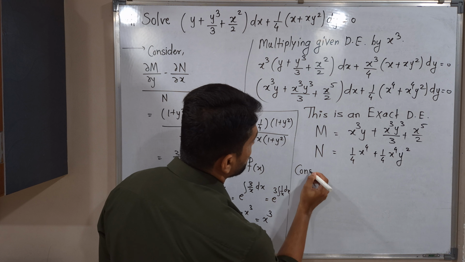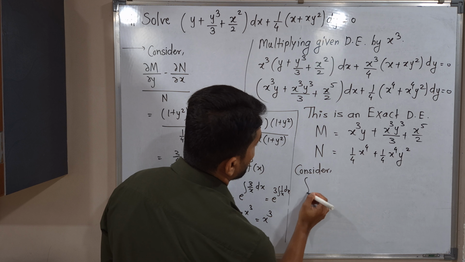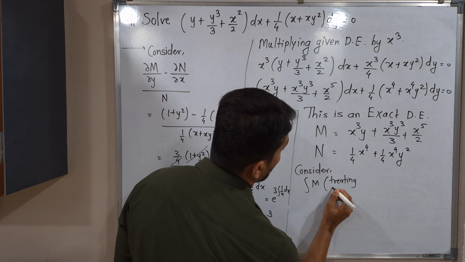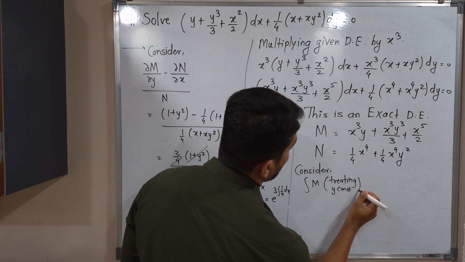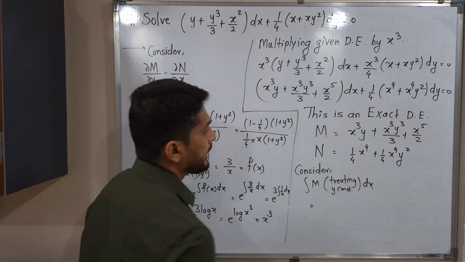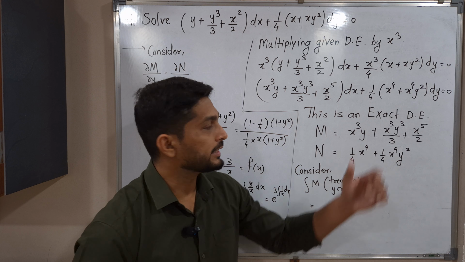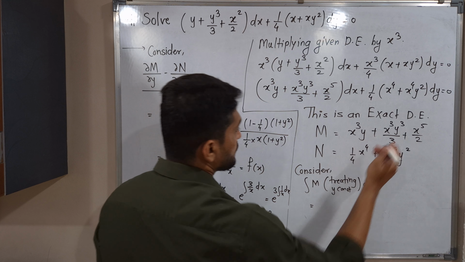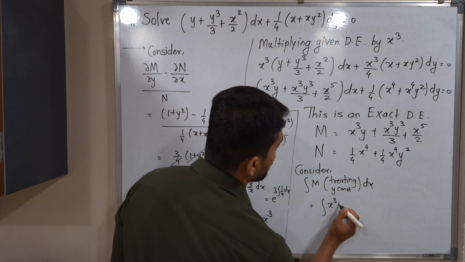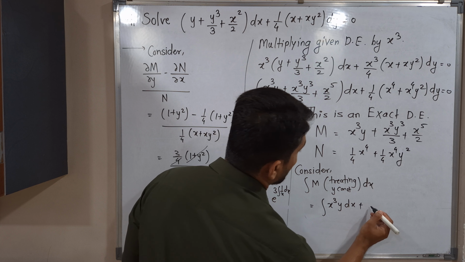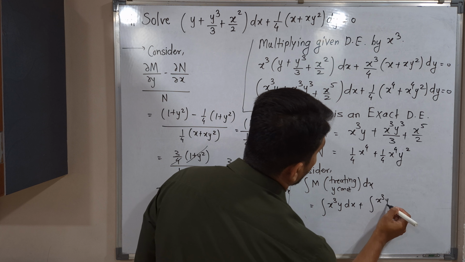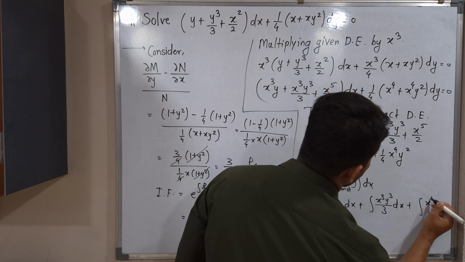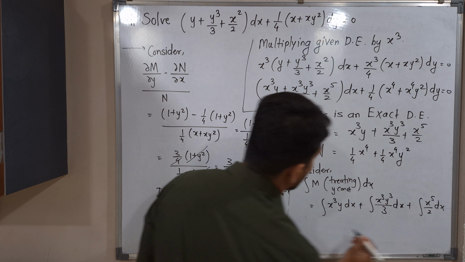So consider integration of M, treating y constant with respect to x. So where is my M? This is my M. How many terms are there? Three terms are there. I will take separate integrations, since addition is there: x cube y dx, plus x cube y cube by 3 dx, plus x raised to 5 by 2 dx.